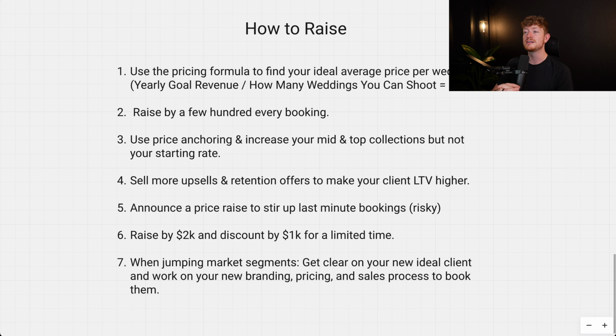Number 6 is you raise by 2K and you discount by 1K for a limited time. So effectively, and obviously these numbers you can change, you're making an extra $1,000 while also driving attention to your offer. Now, I will say at certain price points, discounts don't work very well. But if you're within the average market, and sometimes even on the lower end of the above average market, this can work fairly well for you. So again, that's up to you.